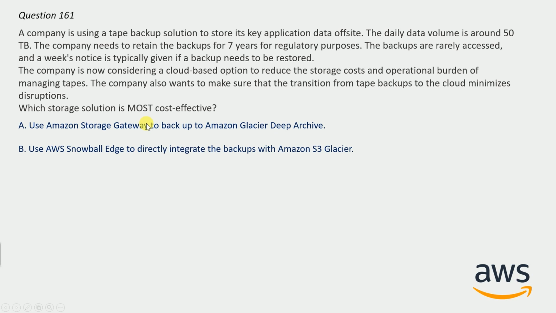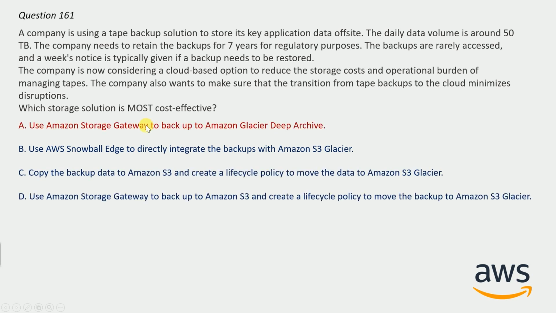And here are the options. And the correct answer here will be option A. Use Amazon Storage Gateway to backup to Amazon Glacier Deep Archive. And this one is correct because the AWS Storage Gateway service now integrates Tape Gateway with Amazon S3 Glacier Deep Archive storage class. And due to that, it allows you to store virtual tapes in the lowest cost Amazon storage. So option A is correct here.